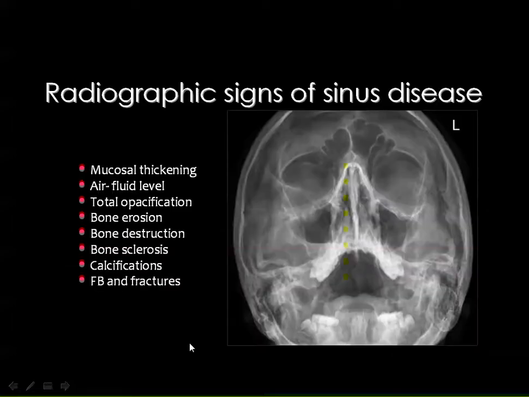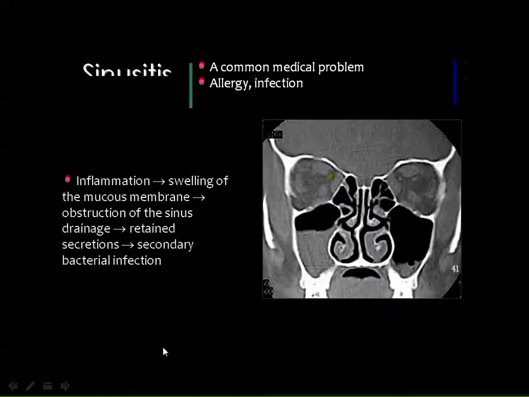And these are some of the radiographic signs of paranasal sinus diseases, including mucosal thickening, which will appear as a concentric line encroaching on the antrum, for example. Air fluid level, as you can see here, which is an indication of acute sinusitis. Total opacification of the sinus, erosion or destruction, or bony sclerosis, the presence of calcification, the presence of foreign bodies, and fracture lines as well.